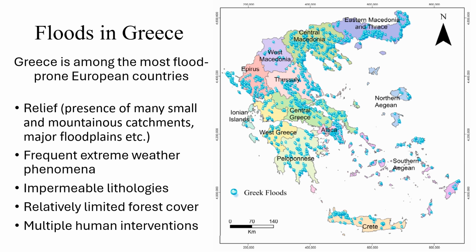Flood data and records are very scarce even today. It is important to know that most Greek floods are flash floods, and despite the flood protection measures and improvements to infrastructure, floods are becoming more and more frequent in Greece.